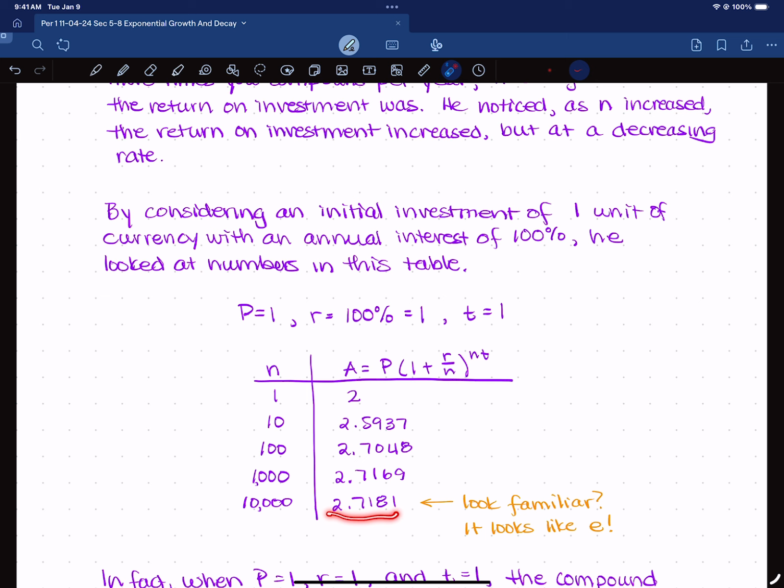And take a look at what they're approaching, and it's e. The numbers are approaching e. So as n was approaching infinity, A was approaching e. And so he's credited with the discovery of e.